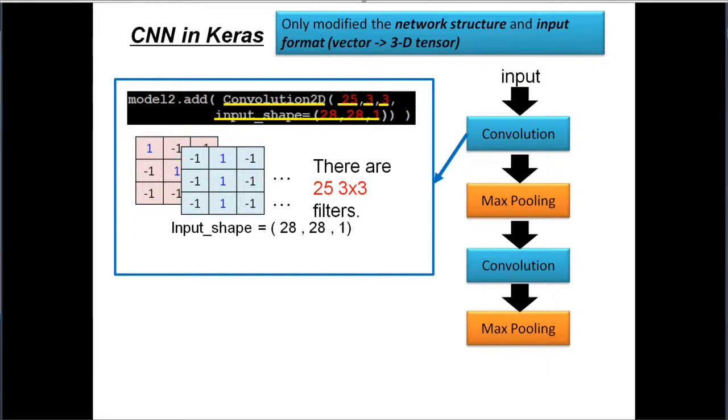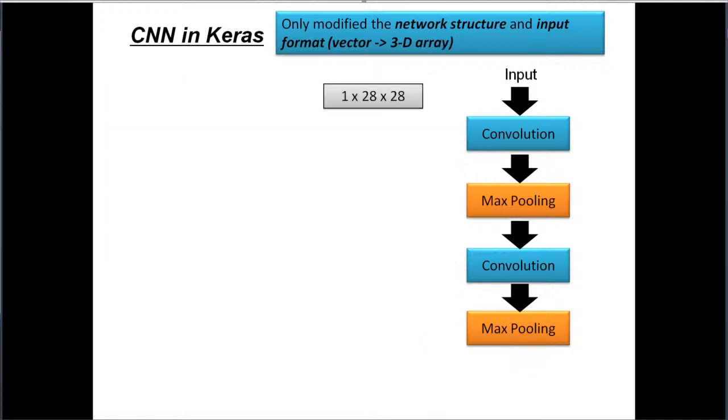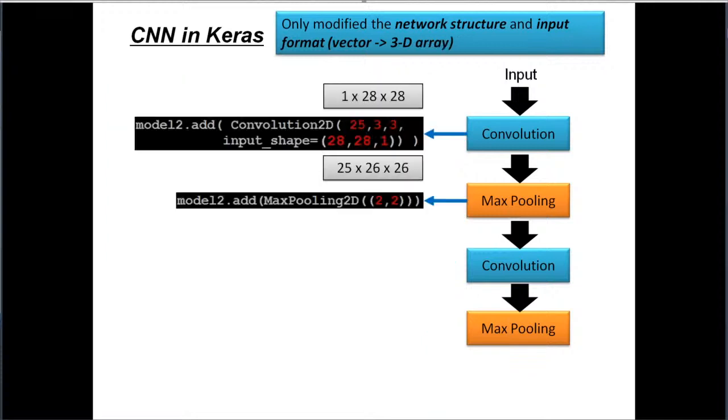So already it is written 28x28, one for black and white, 3 for RGB. Okay. So this I'm going to tell. Initial image 28x28. You have applied 25 filters of 3x3, so you have obtained 25 feature maps of 26x26.